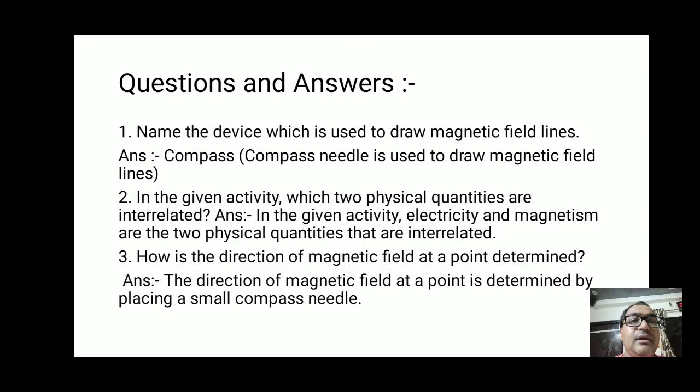Second question: in the given activity, which two physical quantities are interrelated? The answer is that electricity and magnetism are the two physical quantities that are interrelated. And the third question: how is the direction of the magnetic field at a point determined? The direction of the magnetic field at a point is determined by placing a small compass needle. We can simply say that when we keep the compass, we can find out the direction of the magnetic field. These are the various questions based on the activity we have learned.